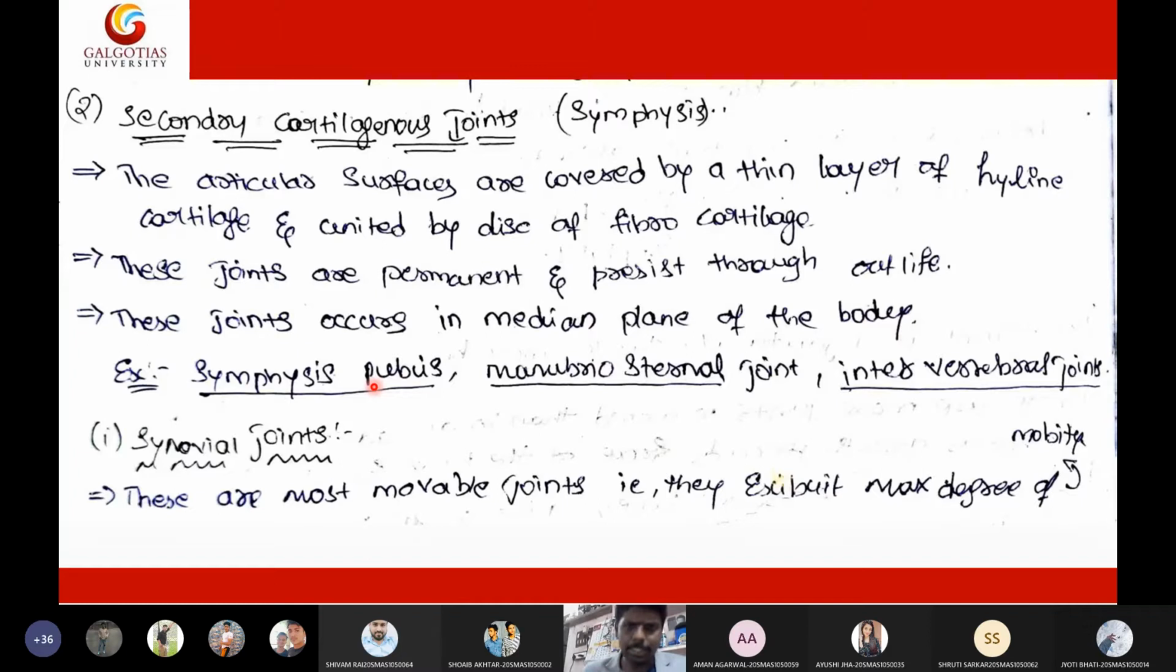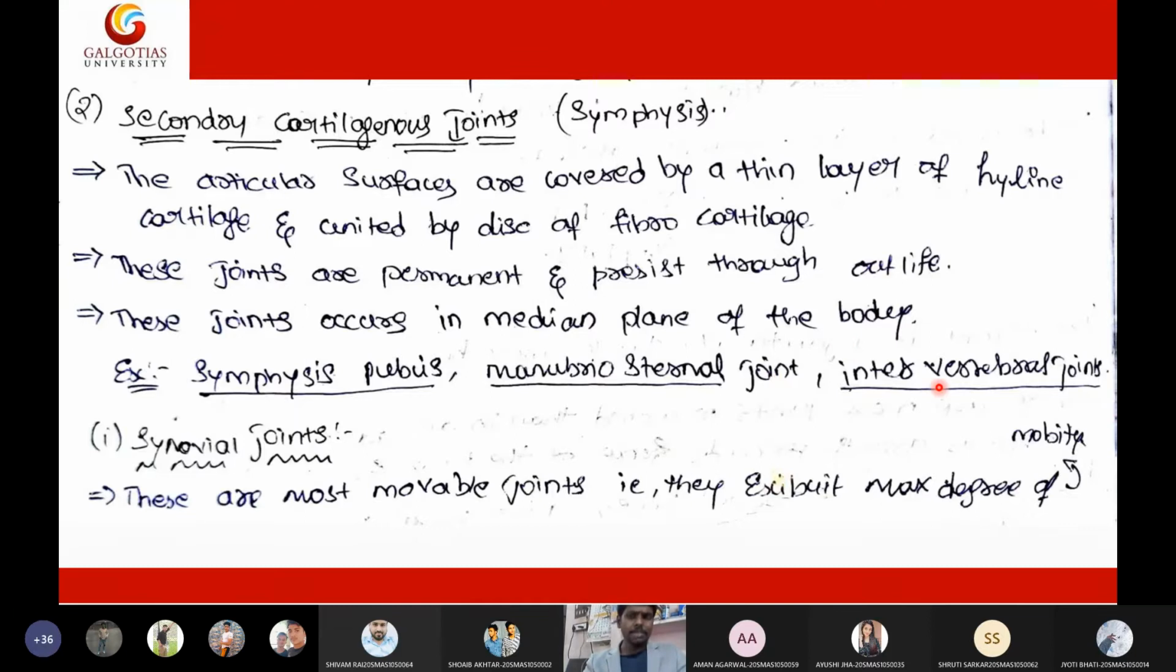Coming to the examples, I'm telling again. The manubriosternal joint is the joint present between the manubrium and sternum. In the center portion of your chest, you will see a bone called the sternum. It has three parts: the upper part is called the manubrium, then the body of the sternum, and at the bottom you have a pointed structure, I think the xiphoid process. So the manubrium and the sternum are connected by this joint. This is a secondary cartilaginous joint.